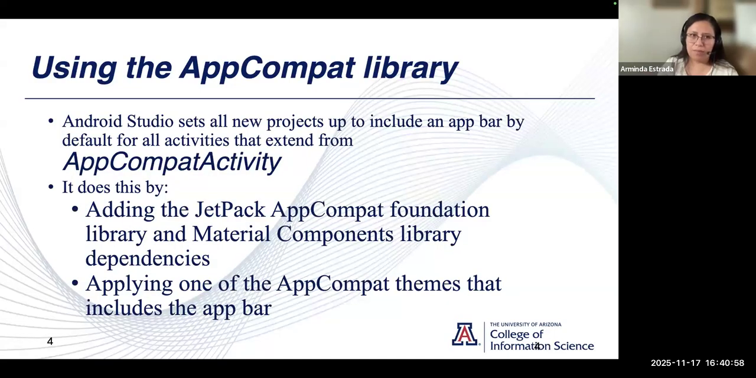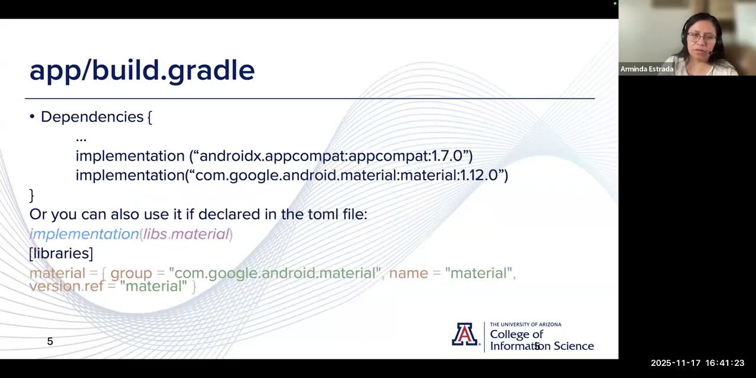So let's first talk about what it is. Using the AppCompat library, Android Studio sets all new projects up to include an app bar by default for all activities that extend from AppCompatActivity. And it does this by adding the Jetpack AppCompat library and the Material Components library dependencies, applying the AppCompat themes that include the app bar. So how does that look?